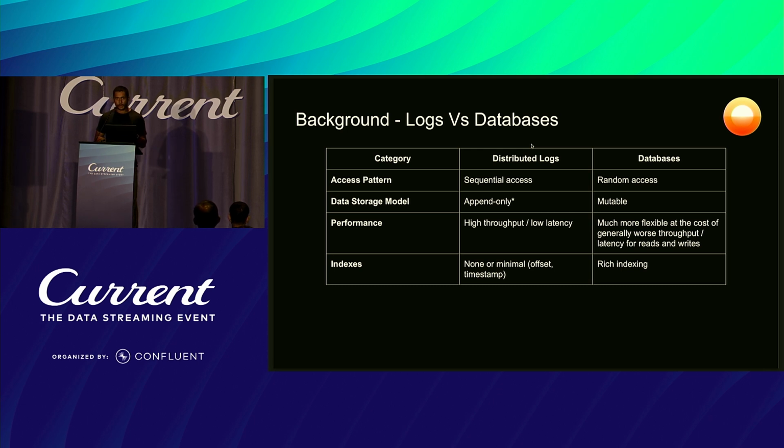Databases, on the other hand, allow you to have random access to data. They're typically mutable. You can do whatever you want to the data. They're much more flexible in terms of the types of queries that you're allowed to do, and that tends to cost you a little bit more in terms of throughput and latency for both reads and writes. They also offer rich indexing, which in turn allows you to have really fast queries for a variety of query patterns.